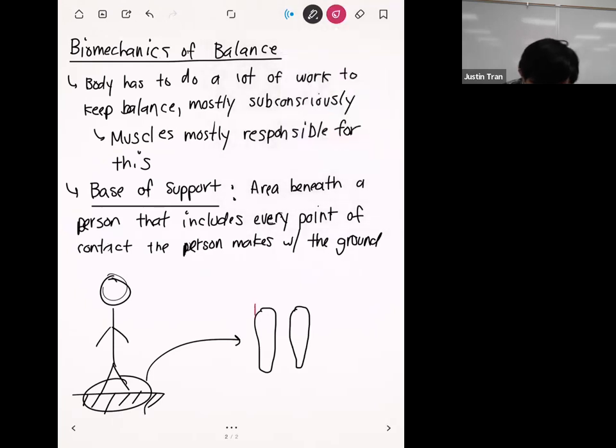The base of support would basically be if you drew a box around the feet. The idea with base of support is that for most of us, it's going to be our feet, so you take your feet and draw the smallest box around both of the feet as possible. That's going to be your base of support.